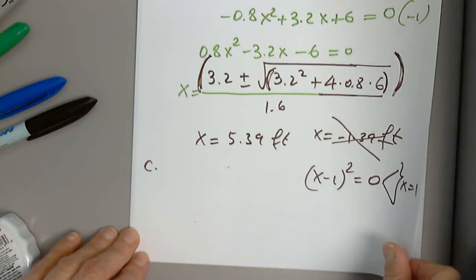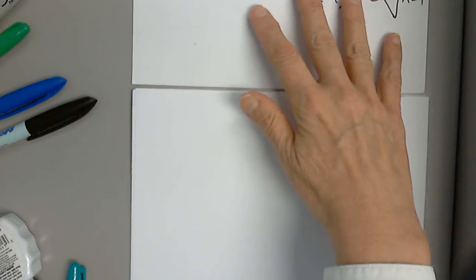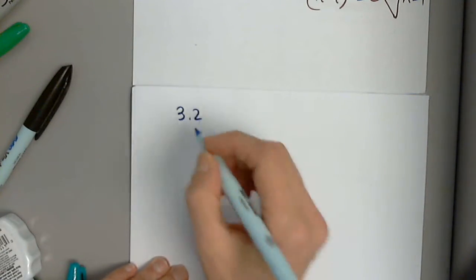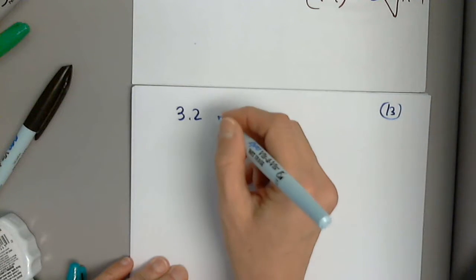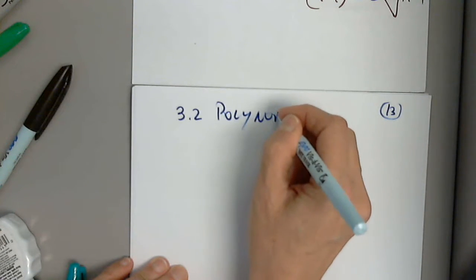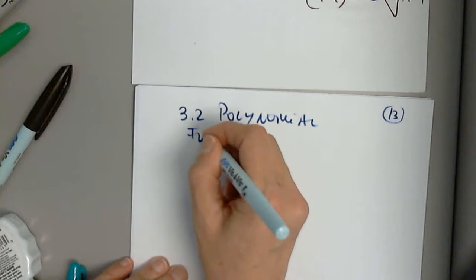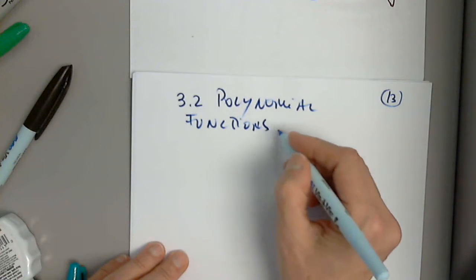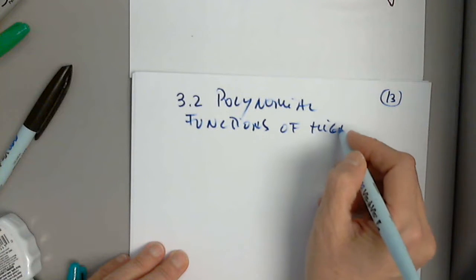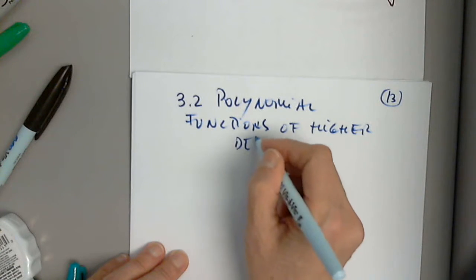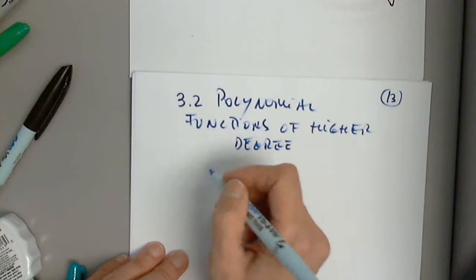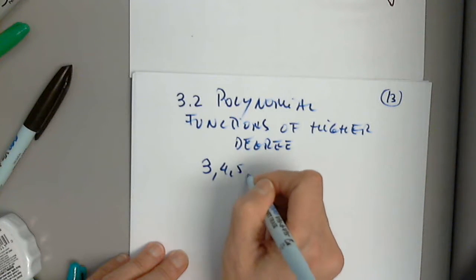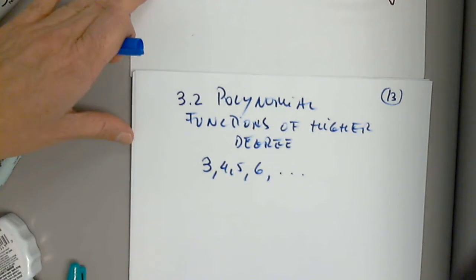Is this okay? Okay, so we're not going to be able to finish 3.2 today, but we can move on to polynomial functions of higher degree, like 3, 4, 5, 6, and so on and so forth.